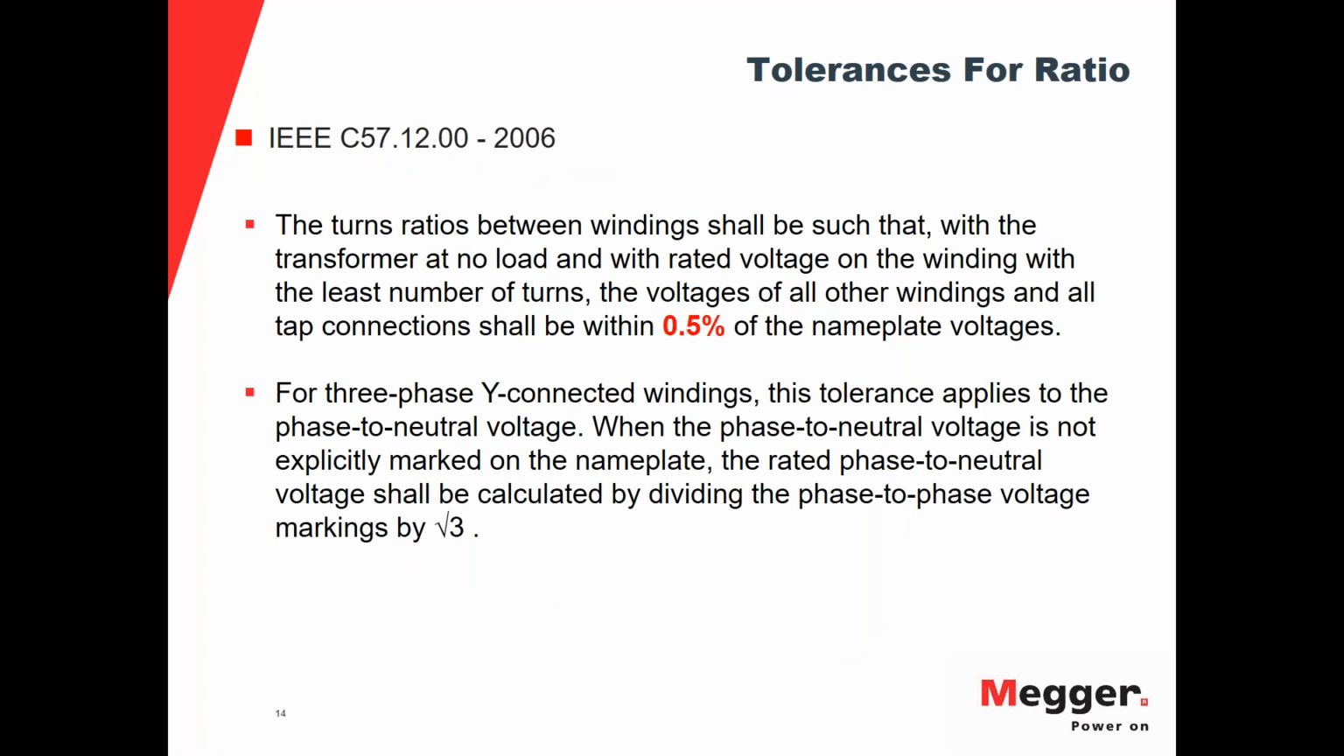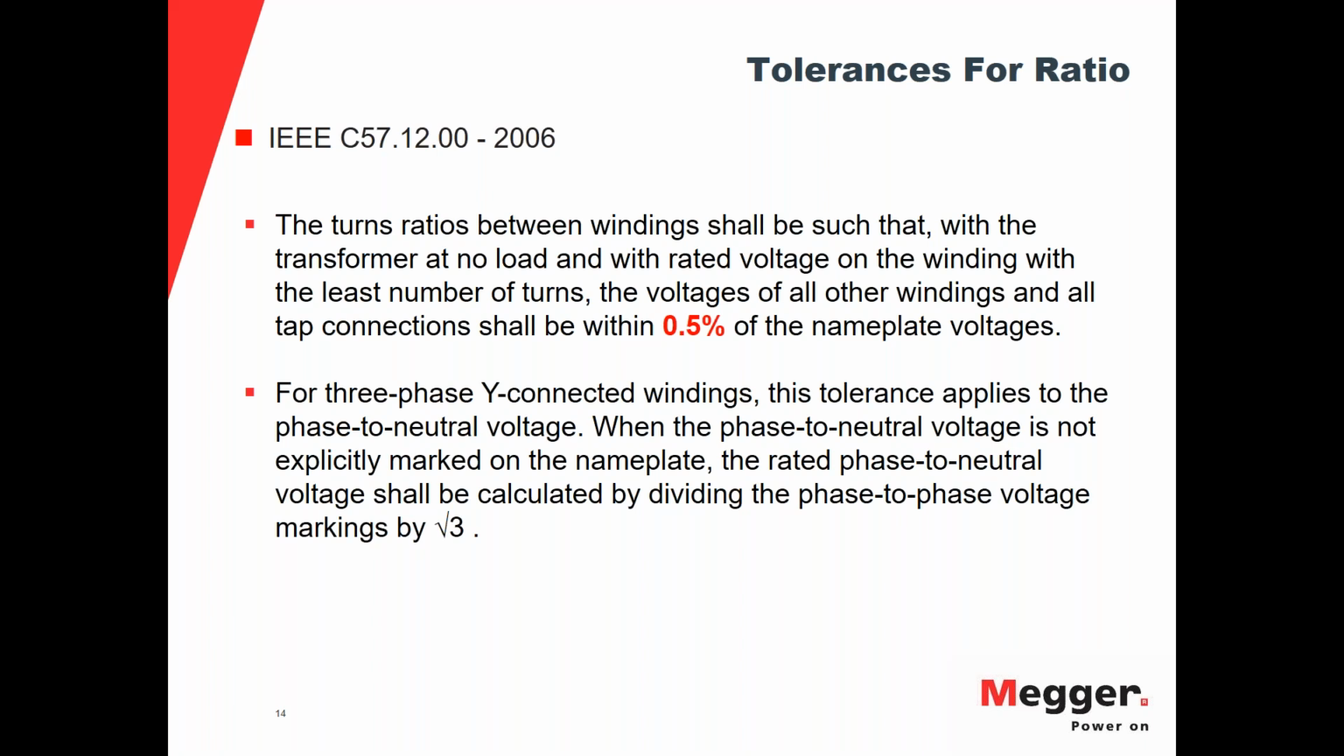And basically what we can take from that is that the windings and all the tap connections should be within 0.5% of the nameplate voltages. So that's our tolerance. We're going to base it off of 0.5% of the measured transformer turns ratio based off of the calculated ratio. And so by comparing the calculated ratio to the nameplate ratio, we can find what our percentage is as far as our tolerance. And of course, we want to make sure that it's no greater than 0.5%.